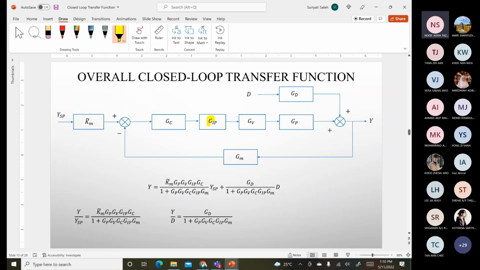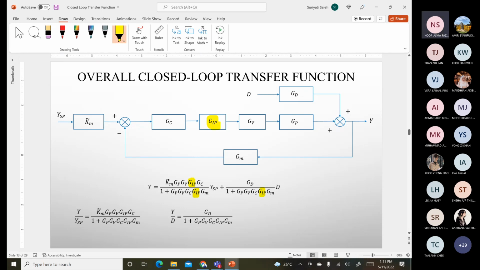When we include the GIP, then you can see you have the GIP inside. So this is how the overall closed loop transfer function for this block diagram can be obtained. Here again, we can do the derivation to prove it. Since I already showed you the standard block diagram derivation, here I don't need to show it anymore. So I just show the final version. When you have the GIP inside the block diagram, this is what your closed loop transfer function looks like.